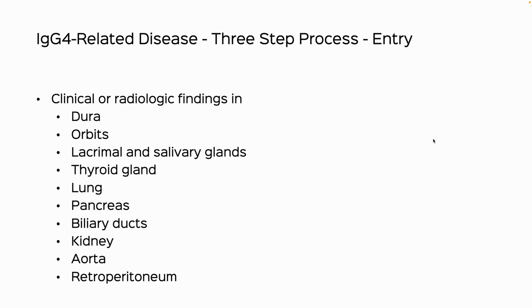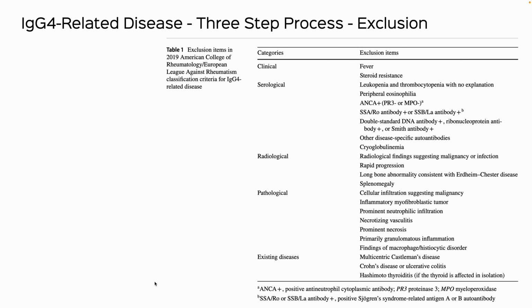Entry is whenever there is multi-organ involvement of any of these structures, dura to retroperitoneum, it should trigger in our mind the possibility of IgG4 related disease. And radiology is extremely important for this. The second is excluding conditions that can simulate IgG4 related disease. And here, fever is not typically seen with IgG4 disease, and you have a bunch of serological criteria, radiologic criteria, etc. And they're all listed here, and it's all there in the paper as well.